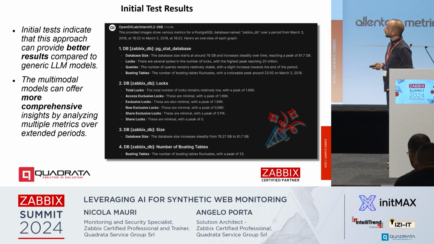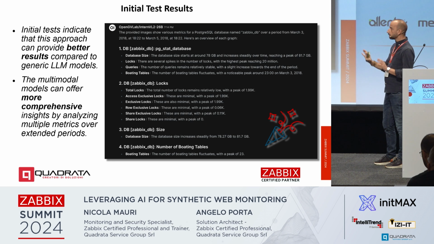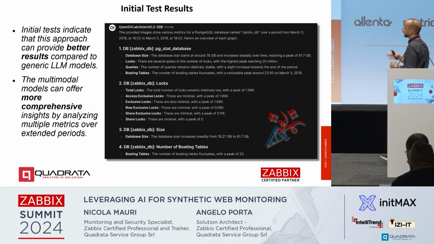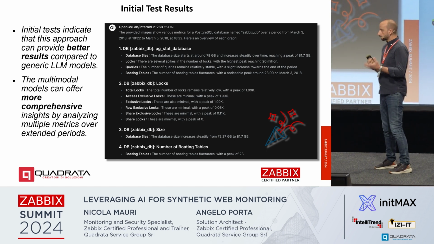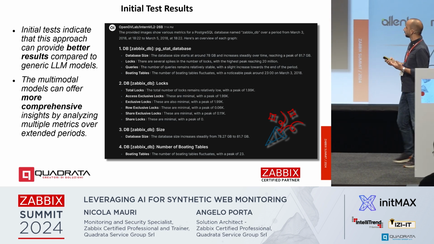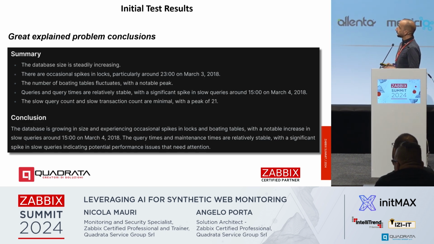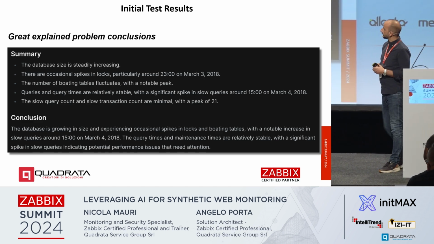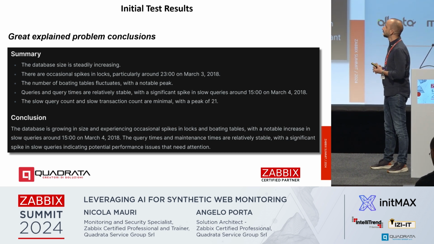So the first result is that each graph has been split and analyzed separately. So we have some interpretation of the database size, which is constantly growing. There are some logs with a peak in database logs, and so on. So this is kind of a multimodal and also multi-metric application of AI. And so what can you get? You can get a final explanation of what's happening in that screenshot.